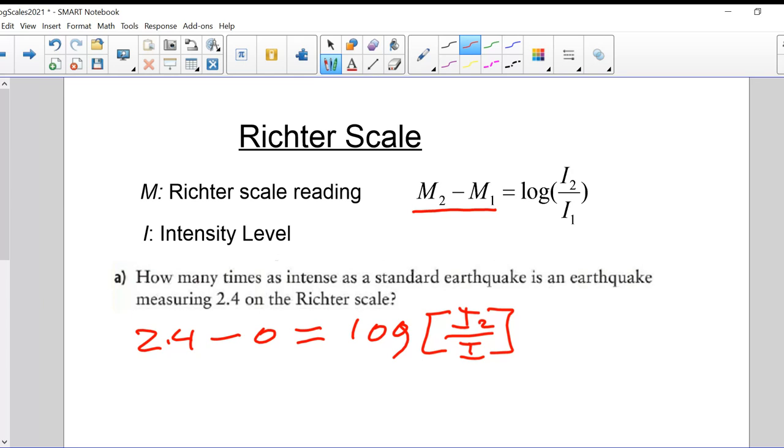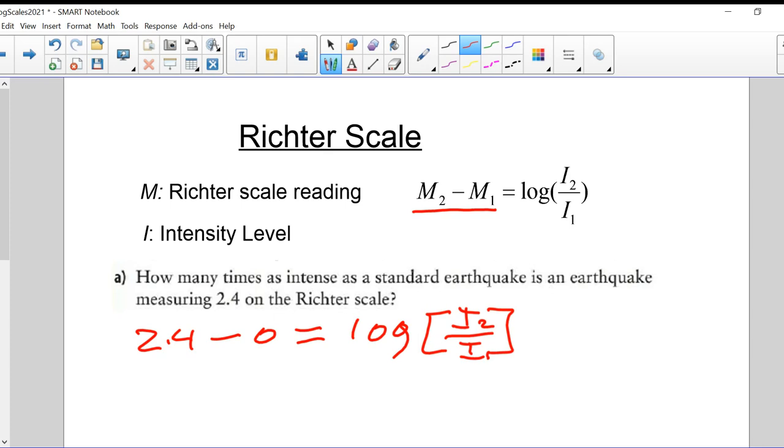Okay, hopefully everybody's good with that so far. And that's supposed to be a 1 right here. So this 2.4 minus 0. This I1 at the bottom is really your standard earthquake intensity. The I2 on top is the more intense one, and that's the one we're trying to find. How many times more intense is one compared to the other is equal to 2.4 minus 0. So what do you think we need to do next here? We're trying to solve for the I2 over I1.